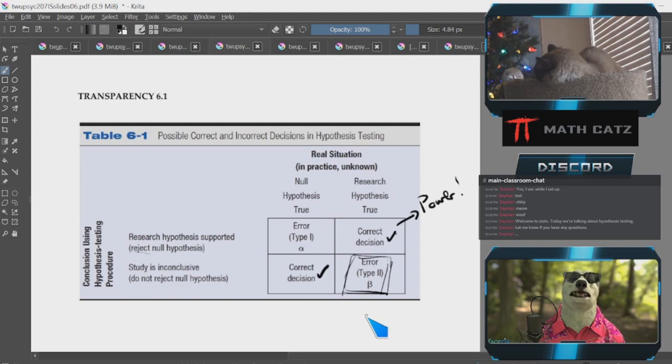All right, hopefully that made some sense to understand the issue with both of these errors, the connection between them, and how we can think about power and the type 2 error.